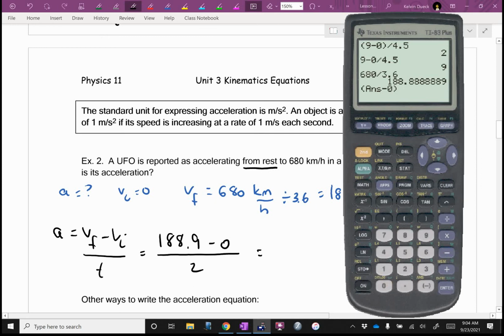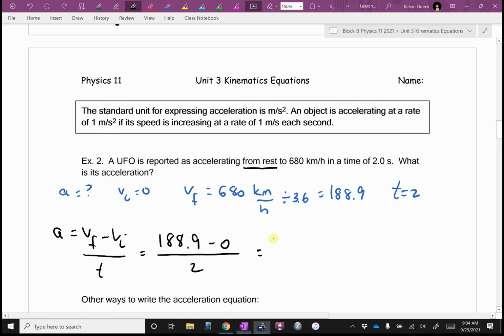Minus 0, and I probably could have skipped typing that, but just to show you how it looks on my calculator, divided by 2, I get, you get 94.4? Now I'll go to 3 sig figs. Units, it's an acceleration. Yep.